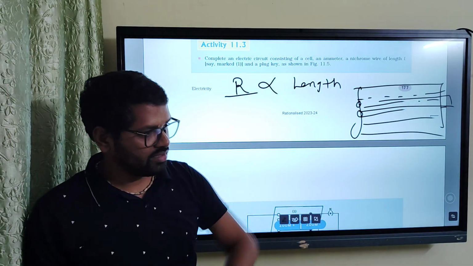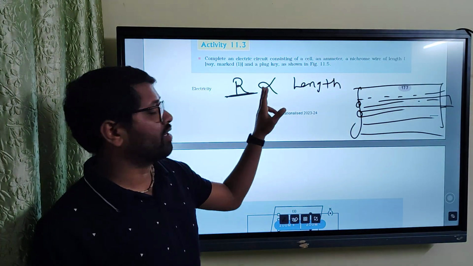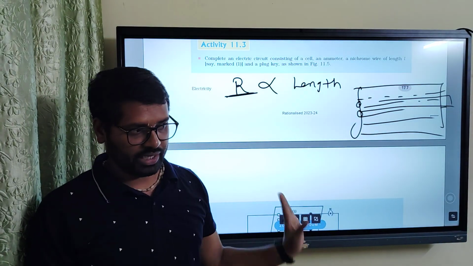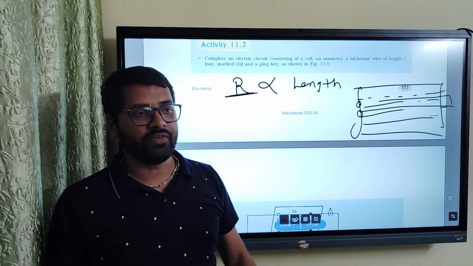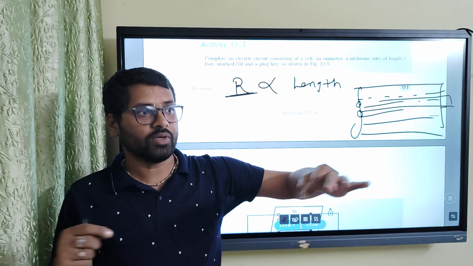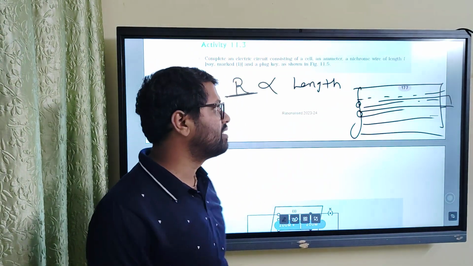Difficult, right? If length is more, it's difficult to go. That's why we say it has more resistance. Understood? Clear? So resistance is directly proportional to length. If the length of the wire is more, resistance will be more.